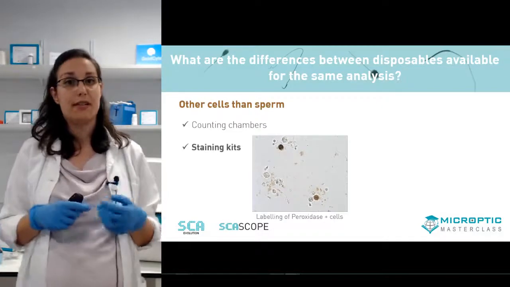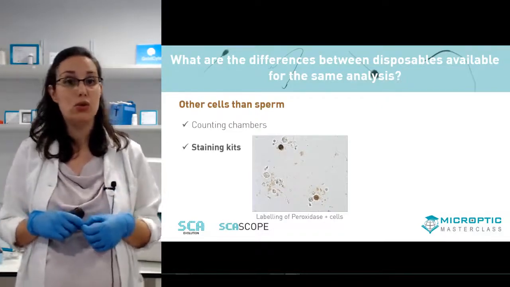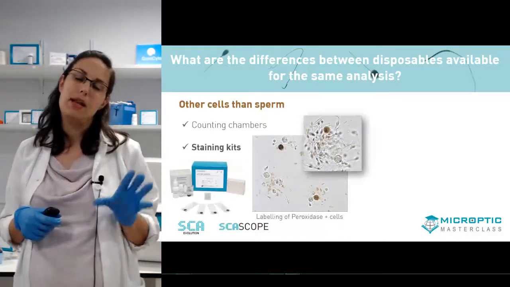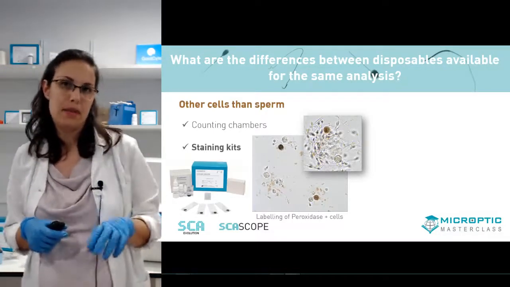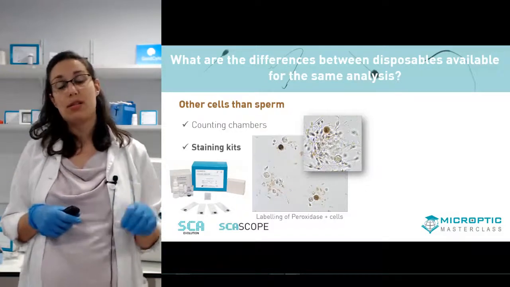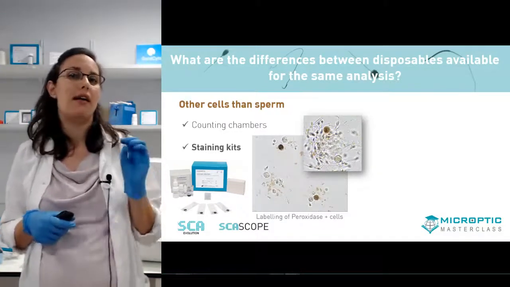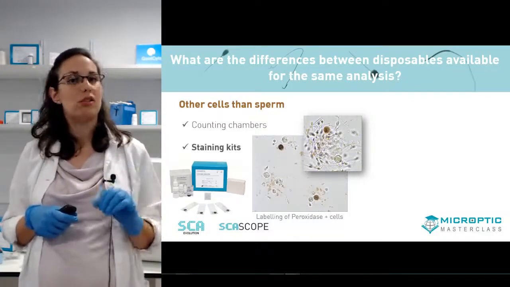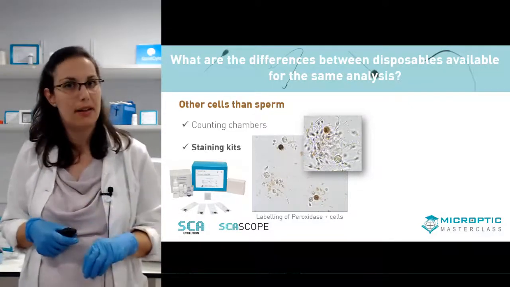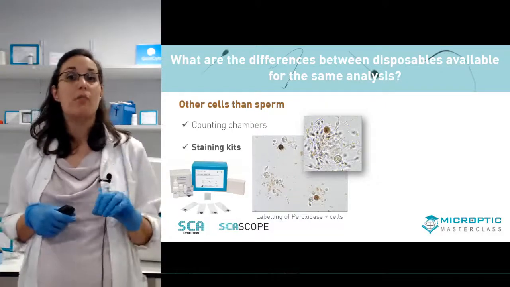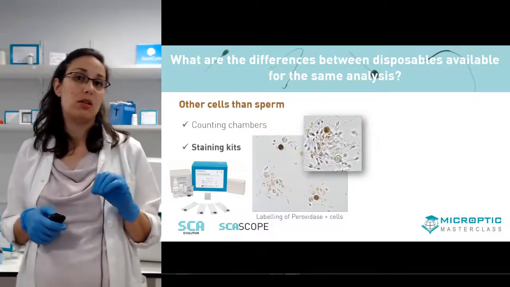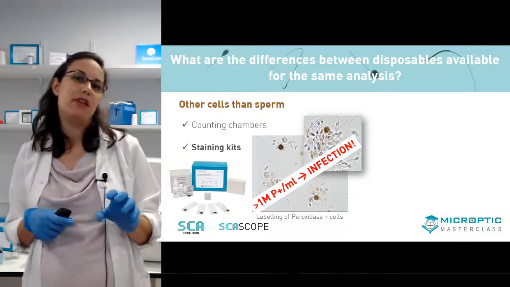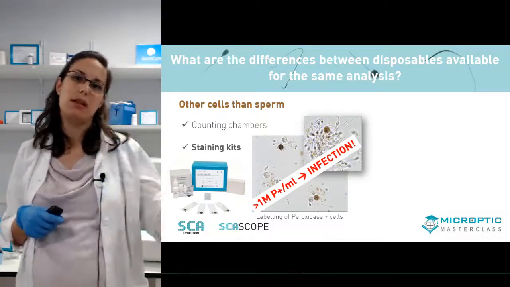One of the first kits that we need to use are these staining kits specific for labeling peroxidase activity. When there are leukocytes, when there is an infection and these leukocytes are activated, the concentration of peroxidase positive leukocytes is very high in the ejaculate. When there are more than 1 million peroxidase positive cells per milliliter, there is a high risk of infection, and this patient should be immediately treated.